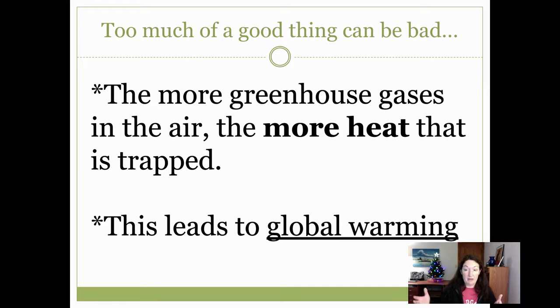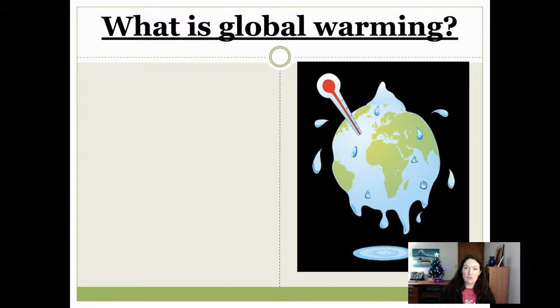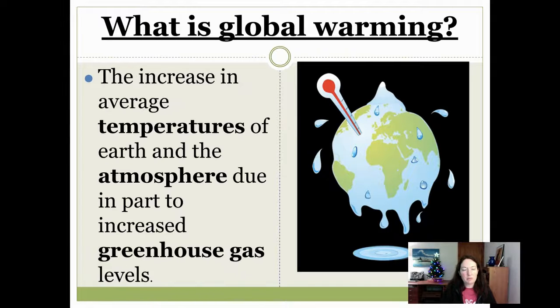Now, global warming is a result, again, of that thickening of the greenhouse gases, the thickening of the blanket. Global cooling is another thing that can happen when you take away those gases. So this is a natural process that we are just making happen a lot faster by adding greenhouse gases to the atmosphere. So what is the official definition of global warming?